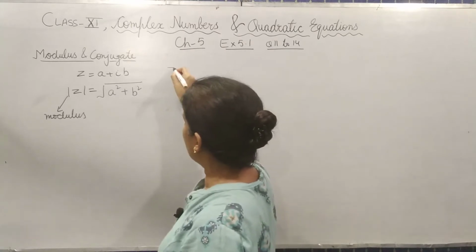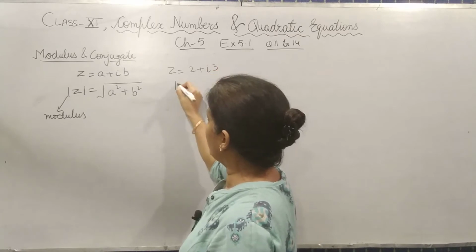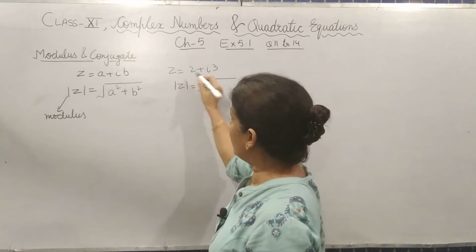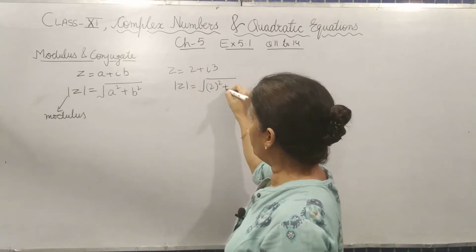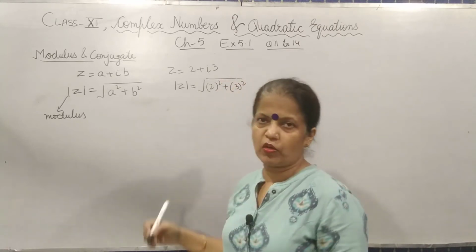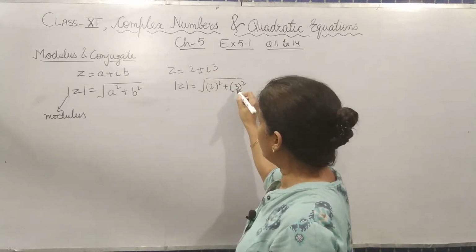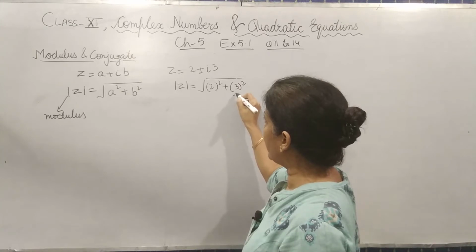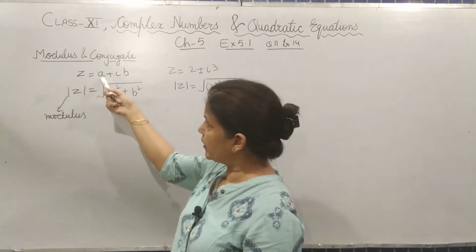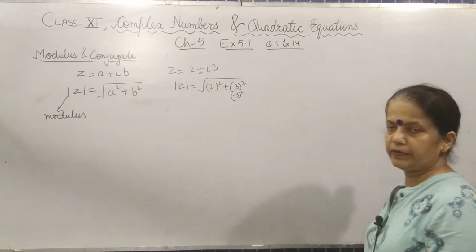Let's take one example. If z equal 2 plus iota 3, then the modulus of z will be the square of the real part plus the square of the imaginary part, and then you can solve it. But if it is minus here, then the sign will become minus 3 square. Because the general complex number we take in the form of a plus iota b.